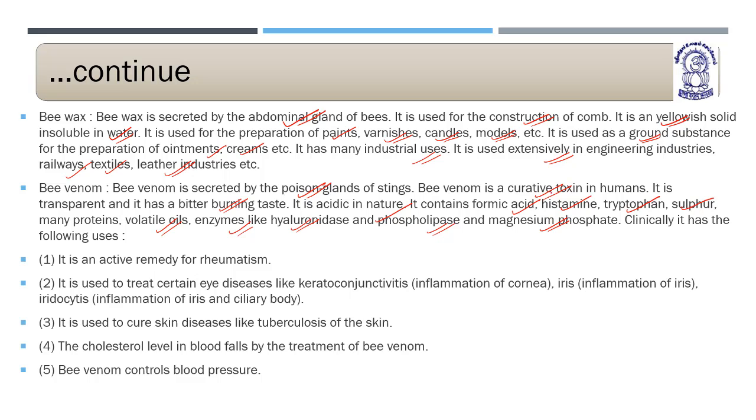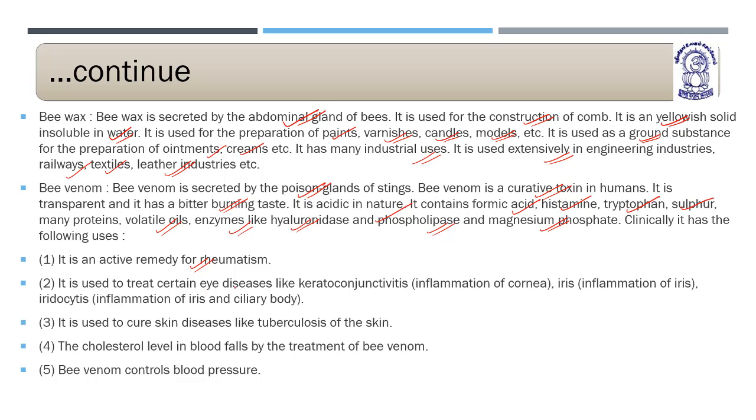Clinically, it has the following uses. Bee venom contains histamine, tryptophan, formic acid, sulfur, many proteins, volatile oils, enzymes like hyaluronidase and phospholipase, and magnesium phosphate. Clinically, it is used to treat many diseases. It is an active remedy for rheumatoid arthritis, as I have already told you.